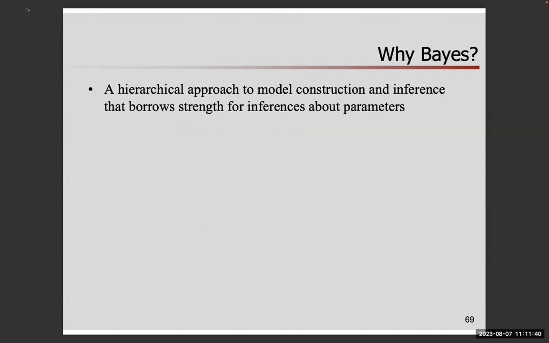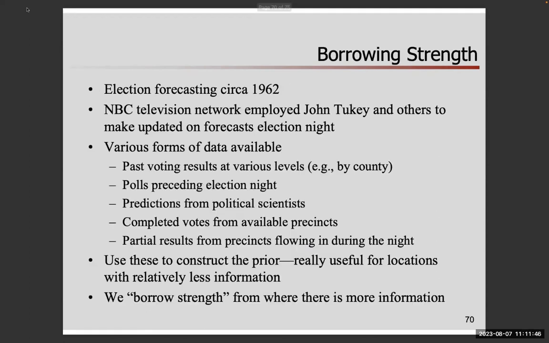Hierarchical approaches to model construction allows us to do things like borrow strength about inferences in very complicated ways. A nice example of this comes from election forecasting. Starting in the early 1960s, NBC employed John Tukey and others to make updated forecasts on election night, which is not an easy thing, particularly with 1960s technology. There are various forms of data available on election night. Past voting results by different levels, like by counties, polls leading up to the election, predictions from experts, completed precincts that have rolled in, as well as partial results from the precincts that are not yet completed.